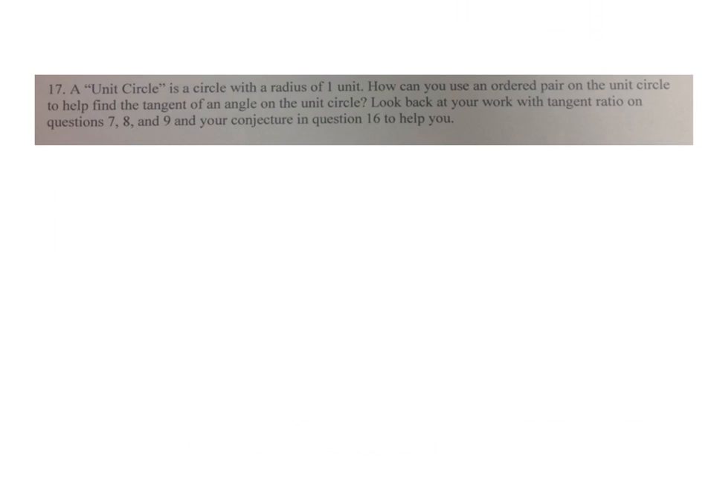So, how can we use an ordered pair on the unit circle to find the tangent of an angle on the unit circle? Well, if you remember back a couple minutes when I did the tangent with a radius of 1, it actually ends up just being the sine over the cosine, which is y over x. So tangent of theta equals y over x.